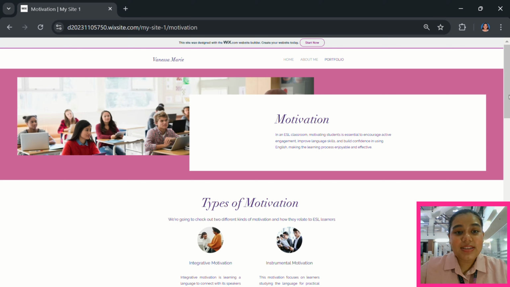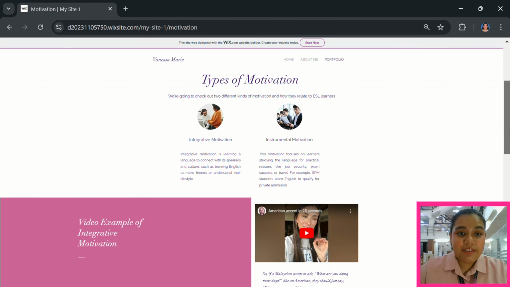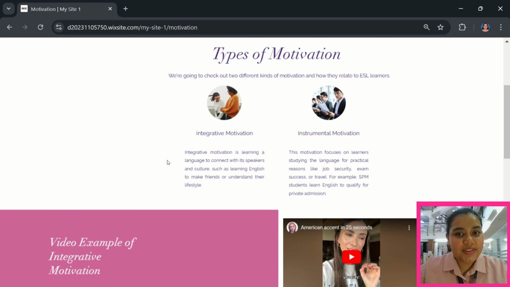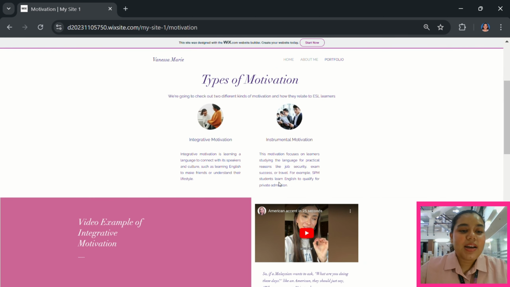In the ESL context, there are two types of motivation. The first one is integrative motivation. This type occurs when the students themselves have the desire to learn English to connect with native English-speaking culture. So their focus is on developing an interest in the traditions, values, and daily lives of English-speaking communities. Meanwhile, instrumental motivation is all about achieving practical goals, where these students learn English to accomplish specific objectives such as securing a job or gaining entry into a university.